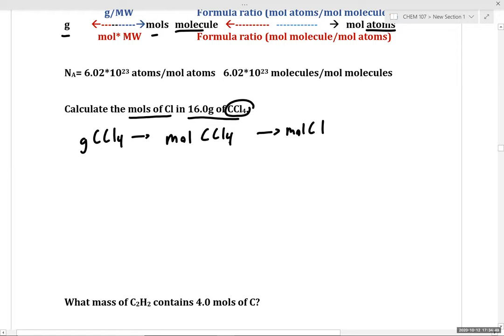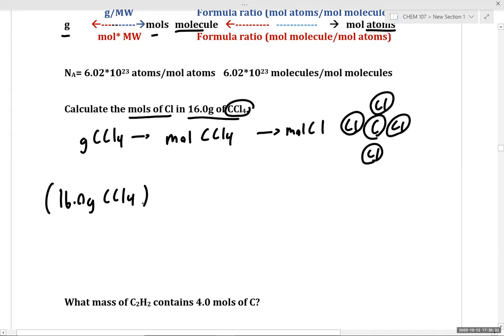Exactly right. Does this conversion map make sense to everyone? We're taking the two concepts that we've covered previously, mass to mole conversions and formula ratio conversions, and we're linking them together into a multi-step conversion. Okay, so I'm going to draw a picture of carbon tetrachloride. It's a pretty fun molecule. It's nonpolar, and it's a useful solvent. Anyway, if we have 16.0 grams of carbon tetrachloride, let's now execute on this problem-solving map.